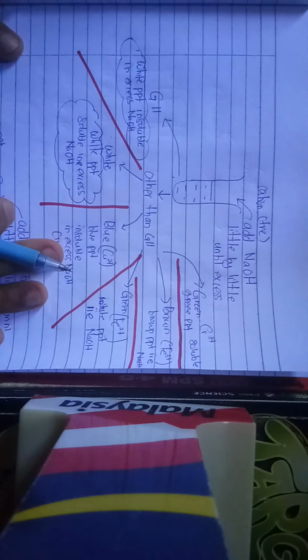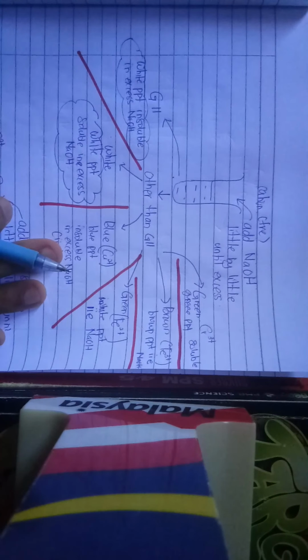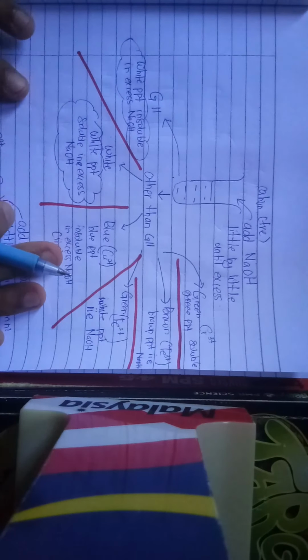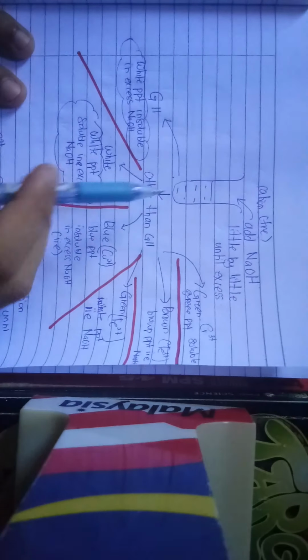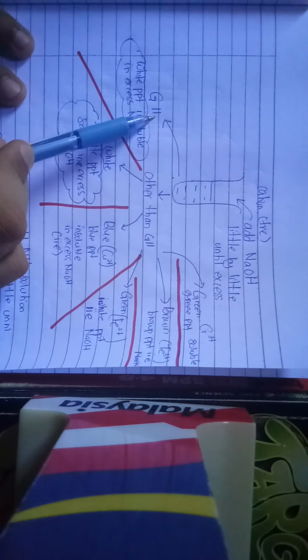Okay, so how do you memorize? There is a technique here. Basically you don't need to memorize; if you understand, you can try to use this technique. If this solution contains group 2 cation, for example Mg2+ and Ca2+, you can refer to your periodic table.